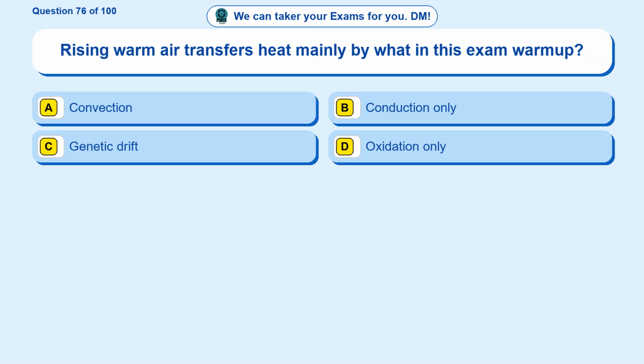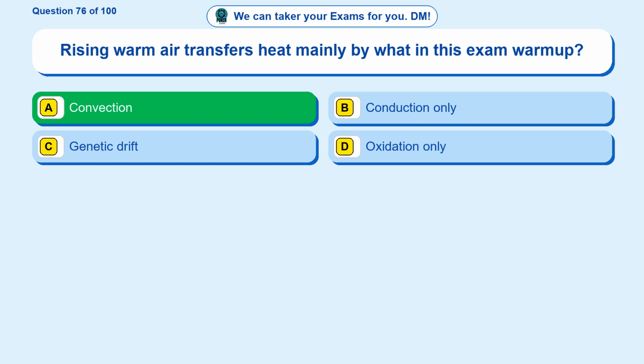Question 76. Rising warm air transfers heat mainly by what in this exam warm-up? Option A, convection. Option B, conduction only. Option C, genetic drift. Option D, oxidation only. The correct answer is option A.